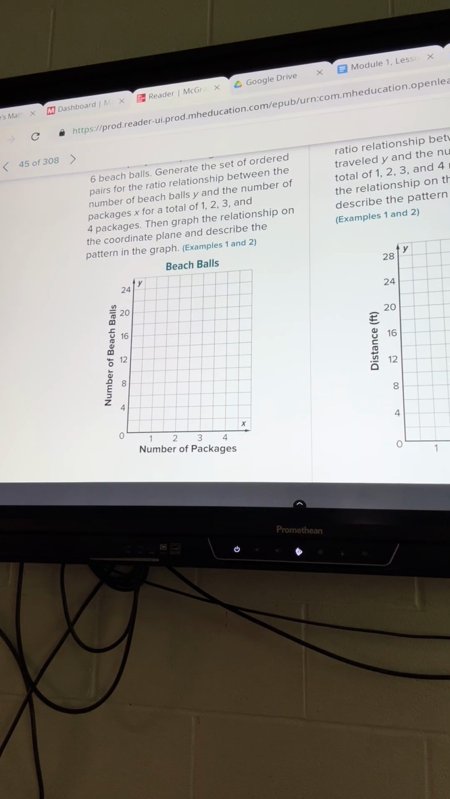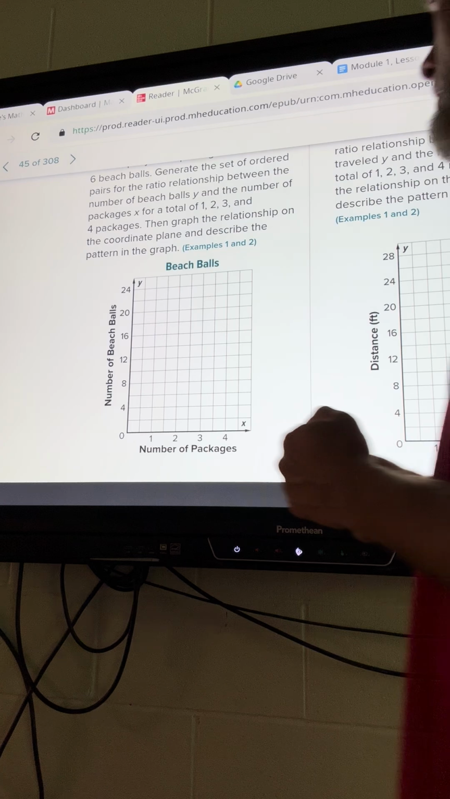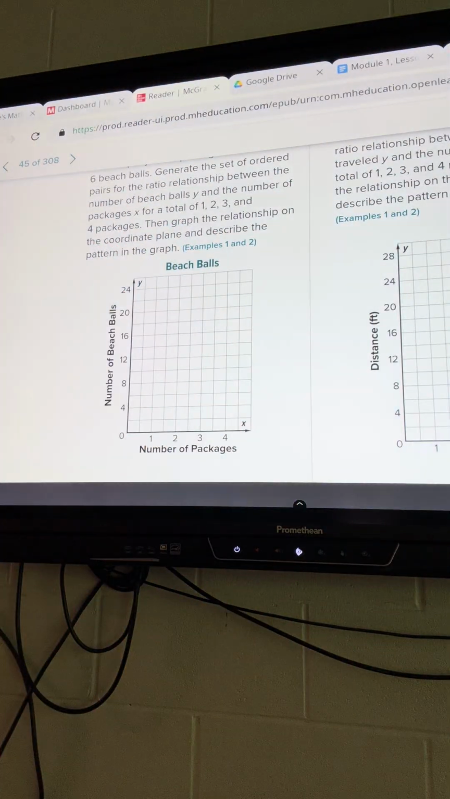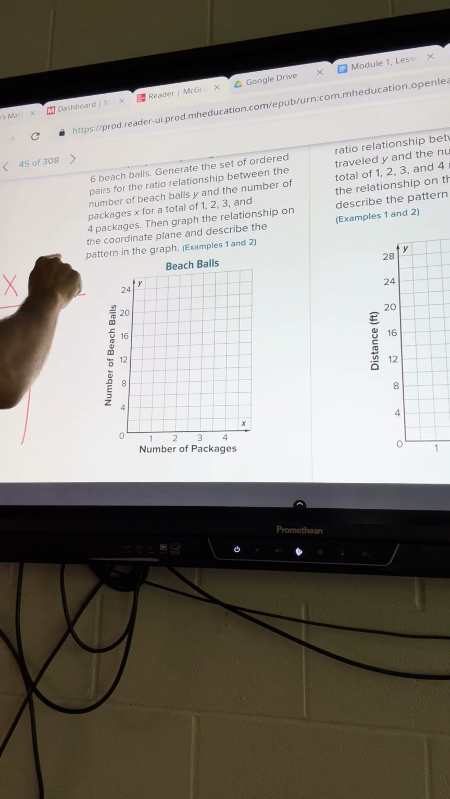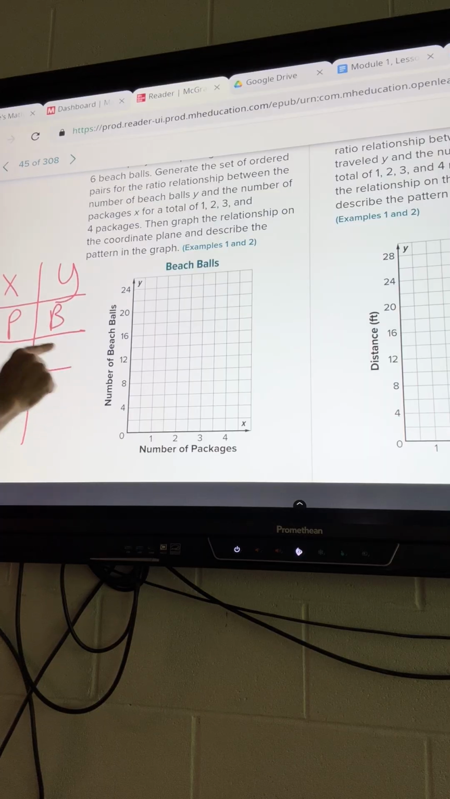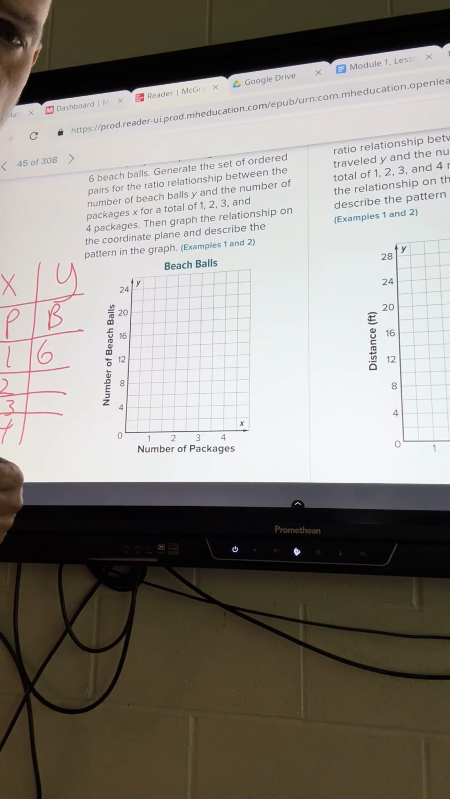So we want to know, for a total of 1, 2, 3, and 4 packages, how many beach balls will there be? So again, our x-axis is number of packages, and our y-axis is the number of beach balls. So we'll do packages and beach balls. And we know that one package has 6 beach balls, so we're finding the total number of beach balls for 2, 3, and 4 packages.